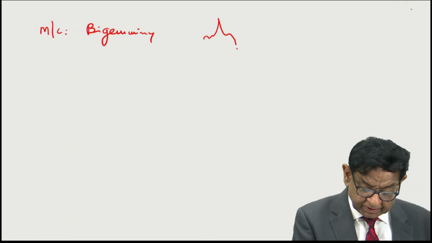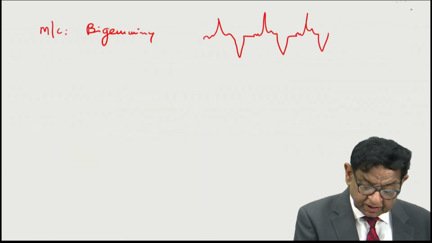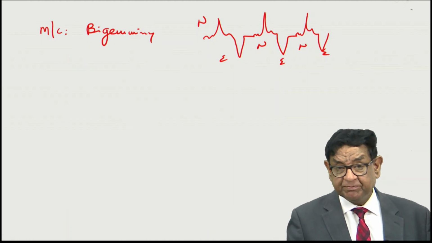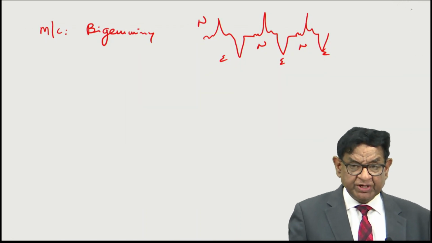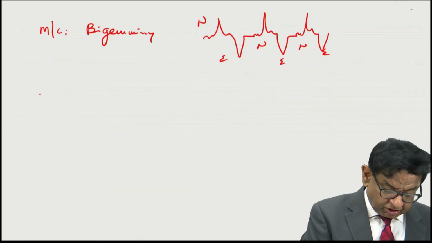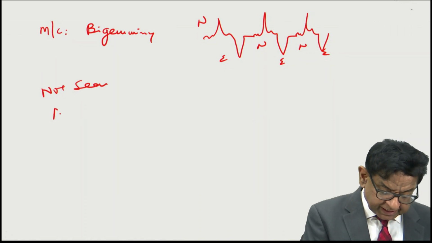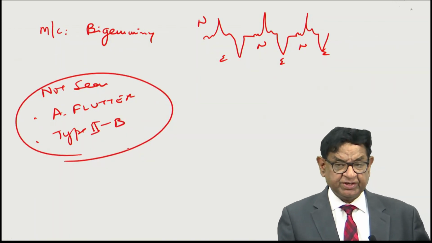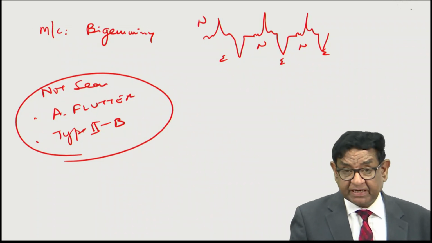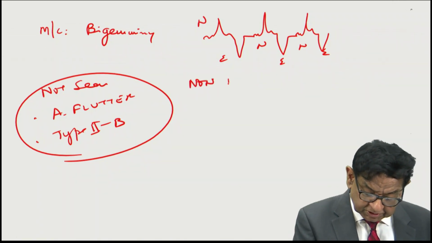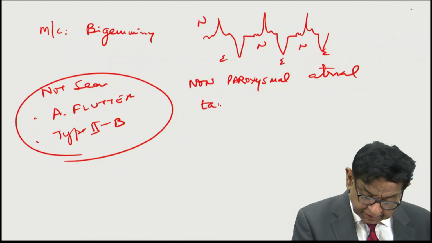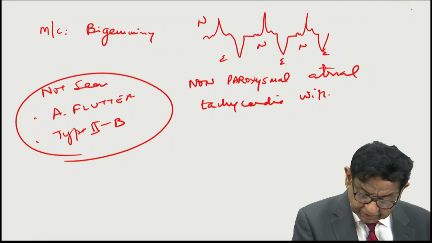What is this? Normal, ectopic, normal, ectopic, normal, ectopic. That means there is one normal beat followed by one ectopic. This is bigeminy. This is a very common arrhythmia that we see. Now, which arrhythmias or blocks are never seen in digoxin toxicity? Not seen are atrial flutter, and second is type 2 B block. These are never seen in the case of digoxin toxicity. Now, which is the most characteristic arrhythmia that we see in digoxin toxicity? That is non-paroxysmal atrial tachycardia with variable block.